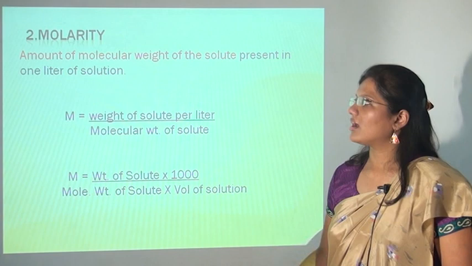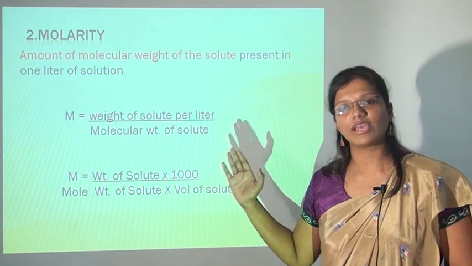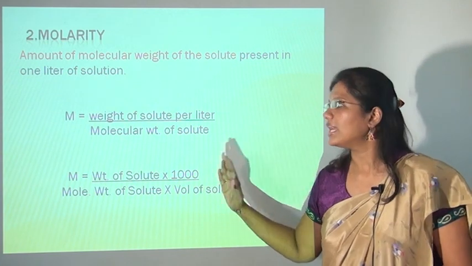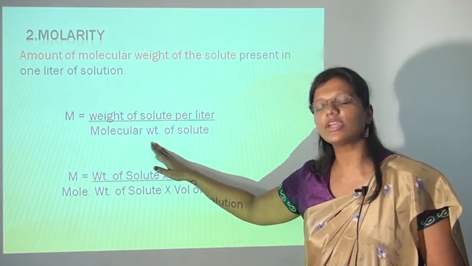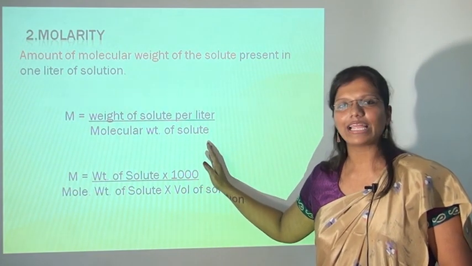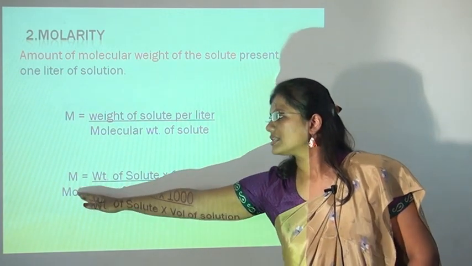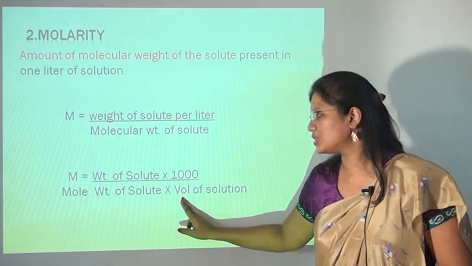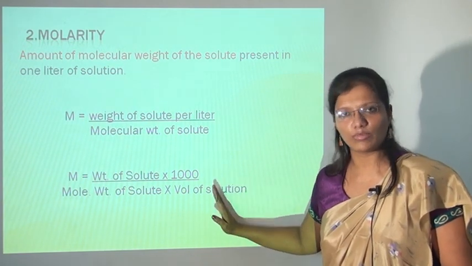Another term is molarity. The molecular weight of the solute present in 1 liter of solution is known as a 1 molar solution, and the whole phenomenon is known as molarity. Molarity is represented by capital M, and the formula is capital M equal to weight of solute per liter divided by molecular weight of solute. From here you can calculate the molarity of any solution. The practical formula is capital M equal to weight of solute into 1000 divided by molecular weight of solute into volume of solution, either in ml or in liters, whichever you are using.